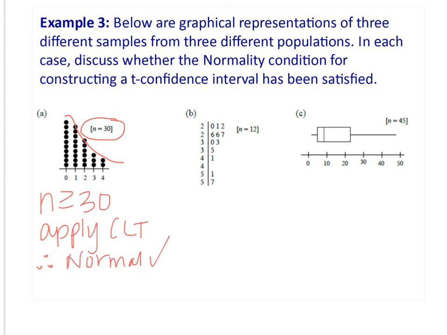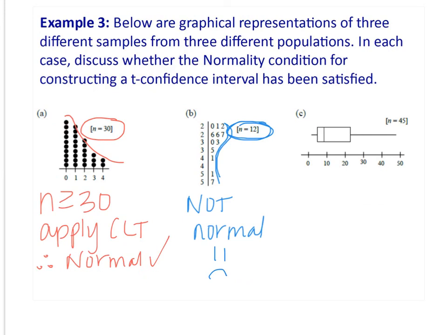B, if I look at this stem and leaf plot, it looks skewed right as well. So the graph is not normal. And since n is equal to 12, it's not normal. Since this is not greater than or equal to 30, I cannot apply the central limit theorem, and the graph is skewed to the right, so both the graph and the sample size tell me it's not normal. So not normal.